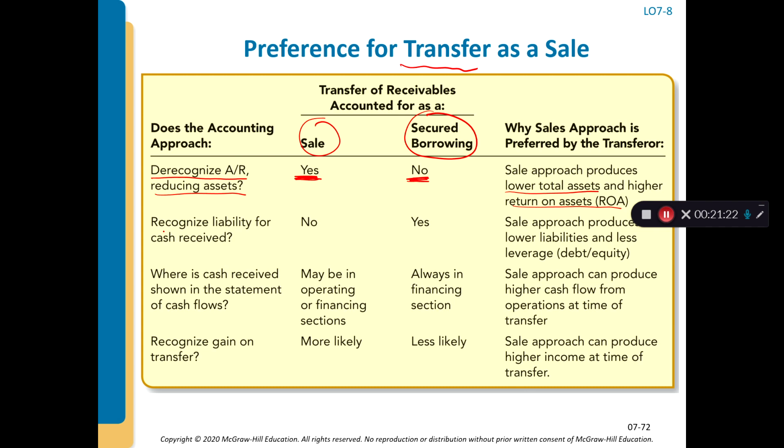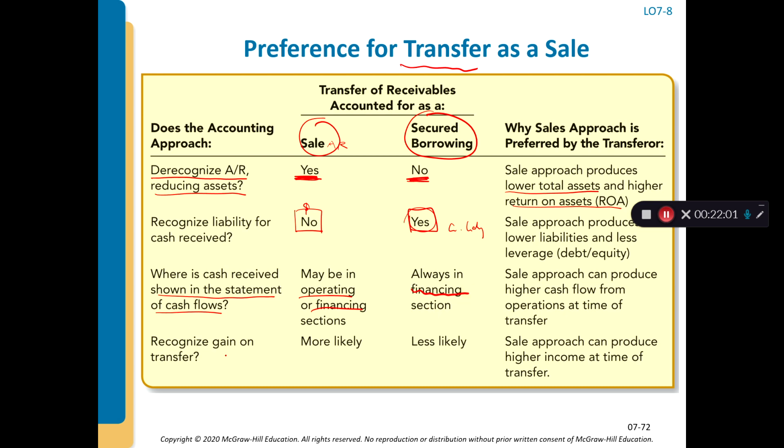And then second, recognize liability for cash received. Sales, no, right? But on the secured borrowing, yes, you are basically borrowing money, so you will be crediting a liability. But the sales, no, you don't, because the cash that you're getting is the proceeds of your sales. And where is the cash received showing in the statement of cash flow? If you sell accounts receivable, that will show in the operating section. But if you secure borrowing, it will definitely be treated as a financing section, right?